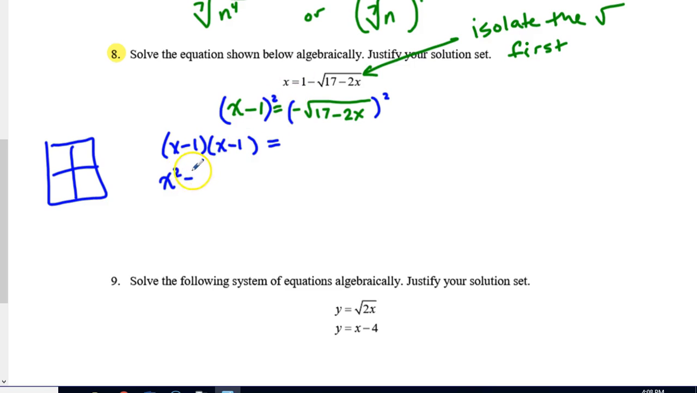Okay, so hopefully you worked something out here. This should be x squared minus 2x plus 1. And when you square a square root, you undo the square root. So we simply get the radicand. Hopefully you can take it from here. Why don't you do that and play the recording when you're ready.